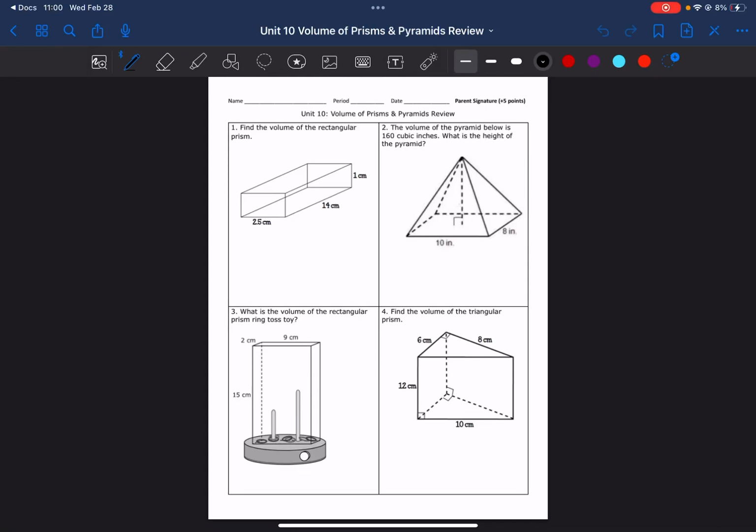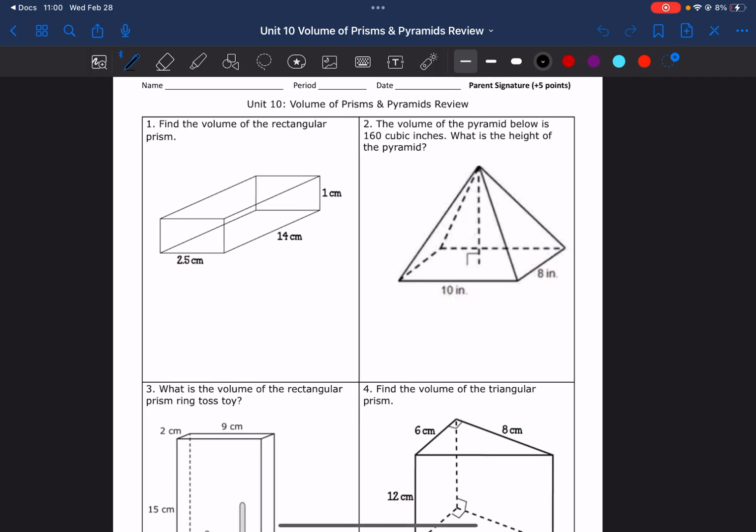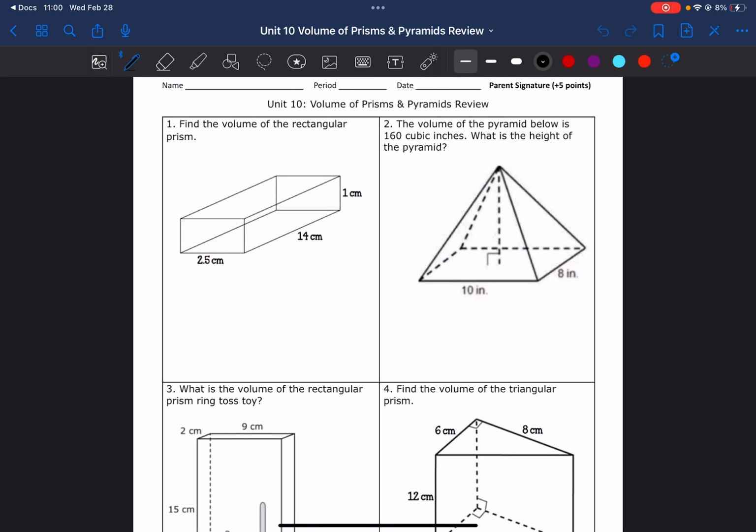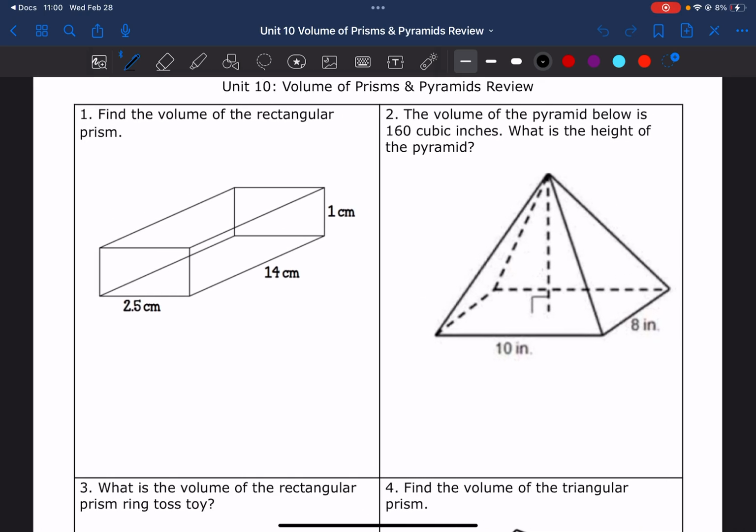Hello friends, so today we are going to go over the Unit 10 volume review. Let's look at the first question. At any point in time during this video, you can either pause and try it first and then check with me, or you can skip through to the questions that you need. Let's go ahead and check number one.